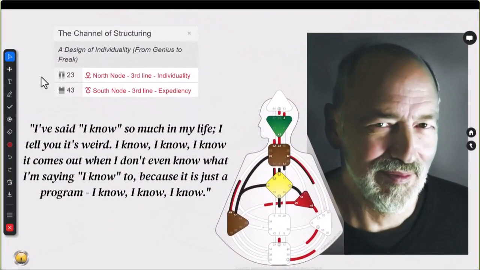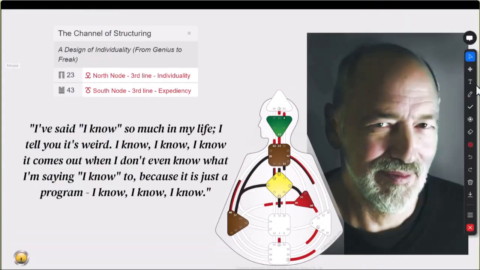Now, Ra says, I've said I know so much in my life. I tell you, it's weird. I know, I know, I know. It comes out when I don't even know what I'm saying I know to because it's just a program. I know, I know, I know. And when you hear him teach, you can hear him say, I don't know as well. That happens.